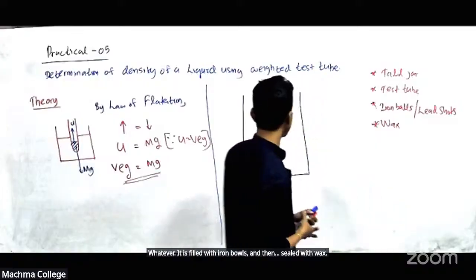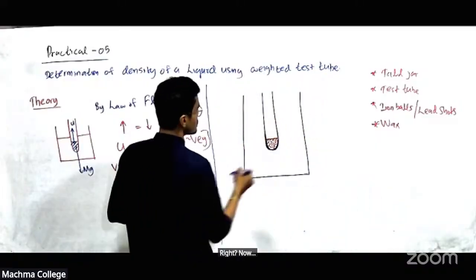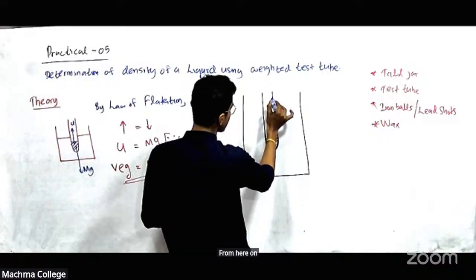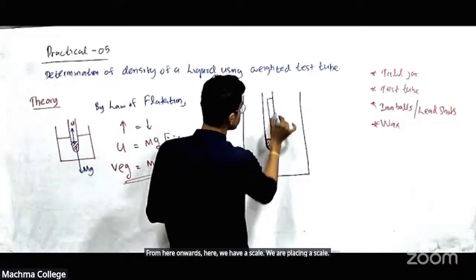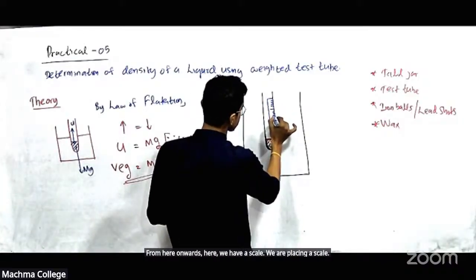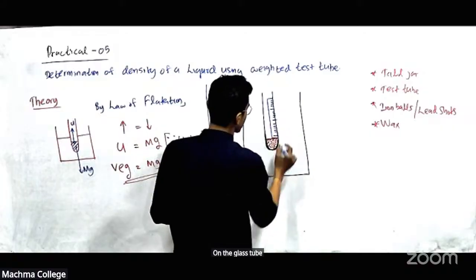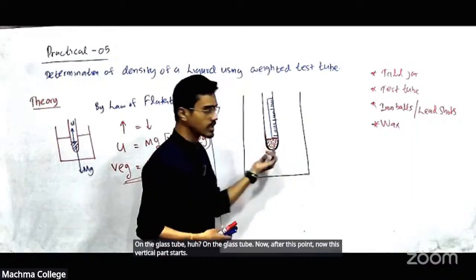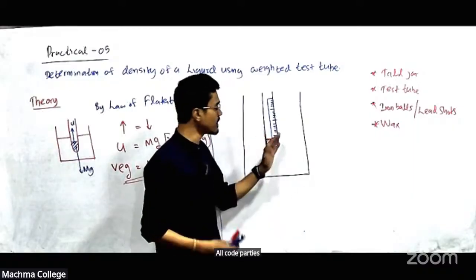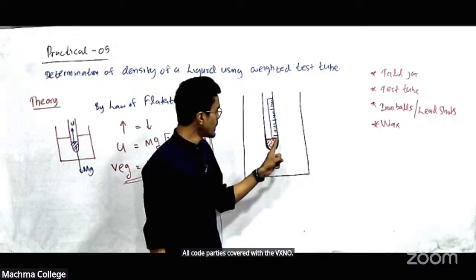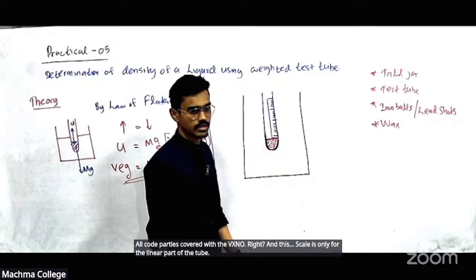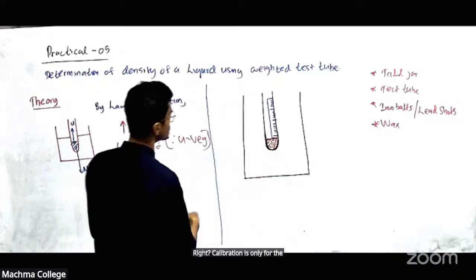Right? Now, from here onwards, here we have a scale. We are pasting a scale on the glass tube. Now, after this point, this vertical part starts. All the curved part is covered with the wax now. And this scale is only for the linear part of the tube. Calibration is only for the linear part of the tube.